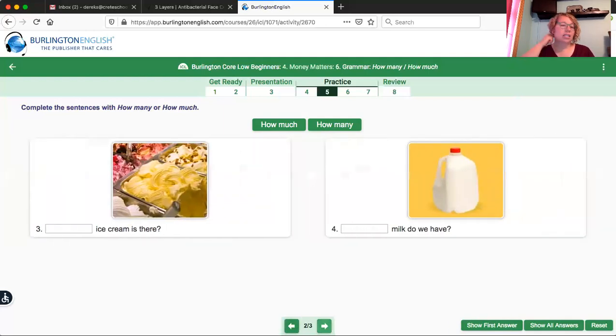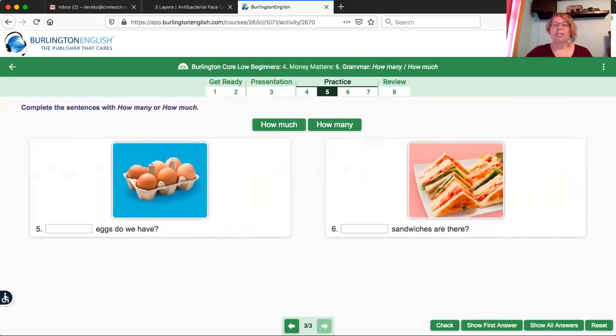All right, let's try the next examples. We have ice cream and milk. What is the correct question for ice cream? How much. Why? You cannot count ice cream. What about milk? What is the correct question for milk? How much again. I cannot count milk. Let's read the questions together. Juntos. How much ice cream is there? How much milk do we have?